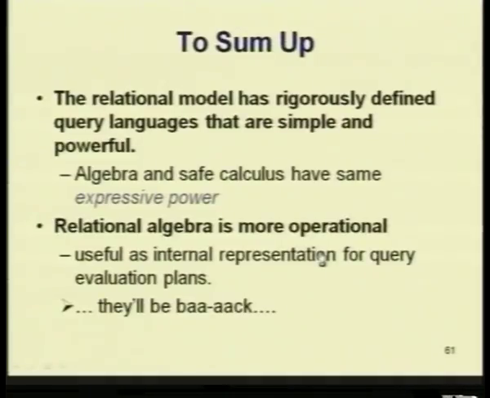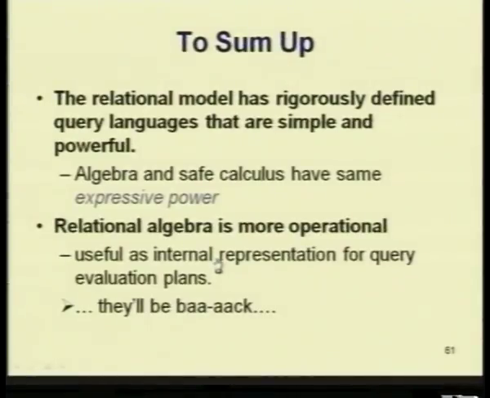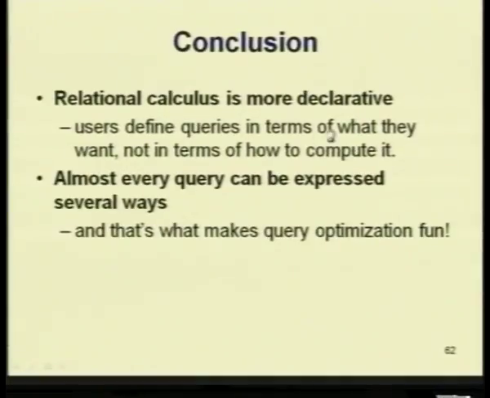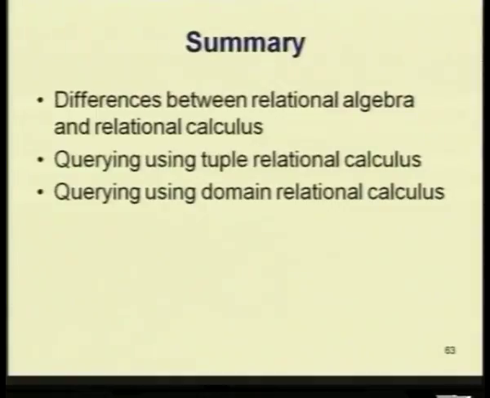So, the relational model has rigorously defined query languages that are simple and powerful. One is a procedural language, relational algebra; the other is a declarative language, calculus. Relational algebra is more operational, as we already told, and relational calculus is more declarative, and almost every query can be expressed in both ways, even logically differently as well as expressiveness differently. So, in this lecture we have spoken about relational algebra and the differences between relational algebra and relational calculus, and we have done querying using tuple relational calculus. Basically, we have done tuple relational calculus and left domain relational calculus as an example for you.